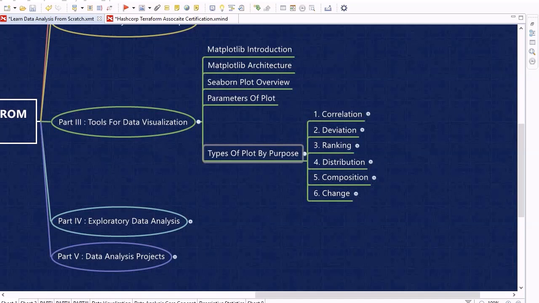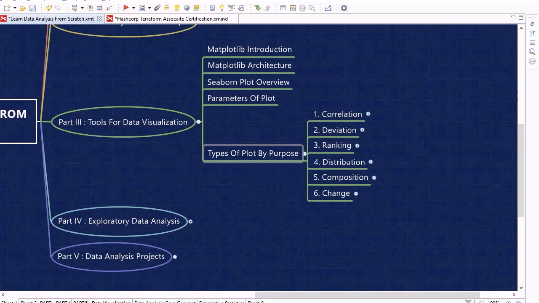Last but not the least, we will be using various plots to identify the changes within the given data set. When we are dealing with any kind of time series data, at that time we will be using various plots which will be visualizing the changes within the data set. And this is one of the important purposes when we are dealing with time series data. So guys, this is about the purpose of data visualization, or say the purpose of plotting.